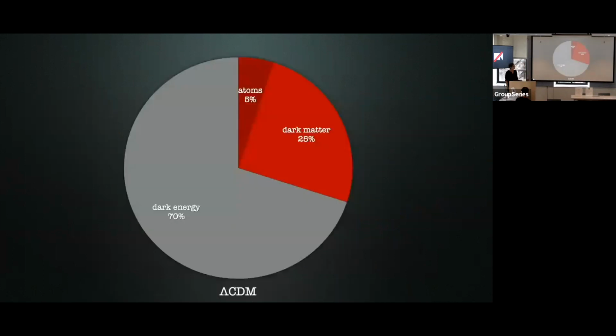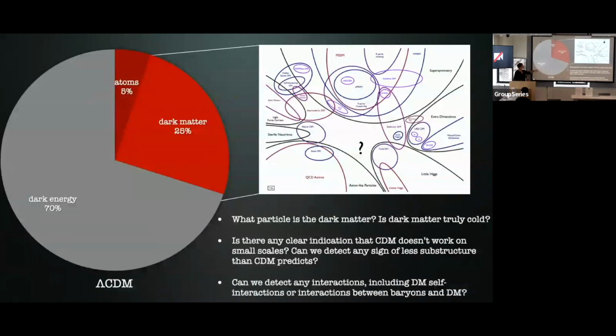Okay, so just to start at the beginning, you all know that we have this interesting Lambda CDM picture. And today I'm going to mostly focus on that red 25%, the dark matter. We don't know what this dark matter is. Nice plot about our ignorance from Tim Tait here, showing the landscape of possible models that the dark matter particle could be.